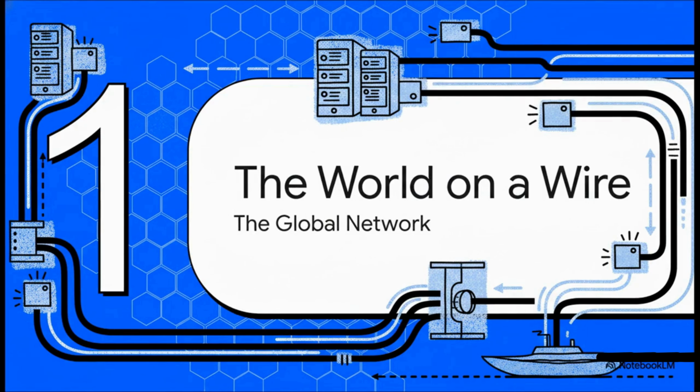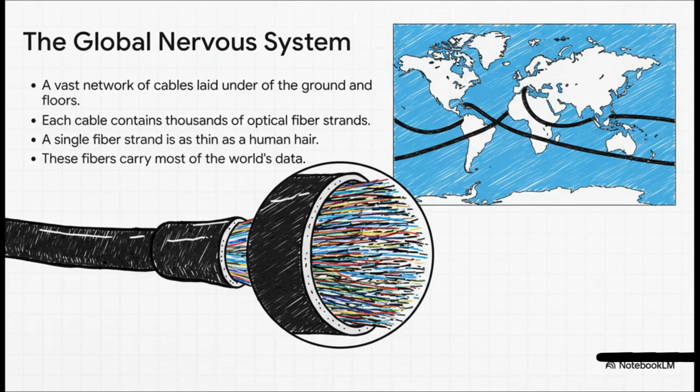Okay, so first things first, we need to look at the actual physical network. Because here's a little secret. Our wireless world is in fact very, very wired. The best way to picture it is like a global nervous system. There's this massive, hidden web of cables buried under our feet and stretched across the deepest parts of the ocean. And inside each one of those thick, rugged cables are thousands of those delicate little glass fibers, each one a highway for information. This is the real backbone of the internet.